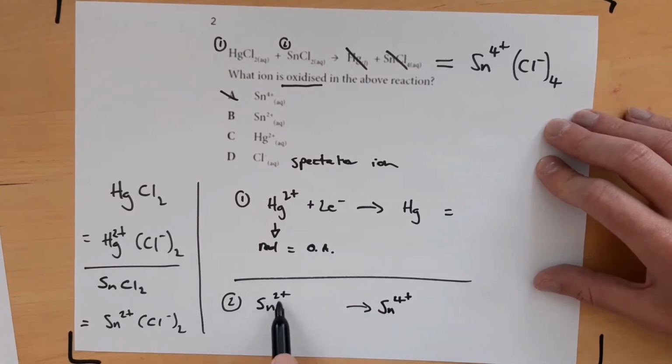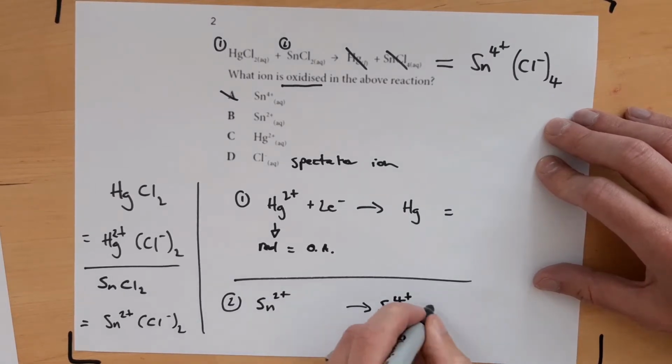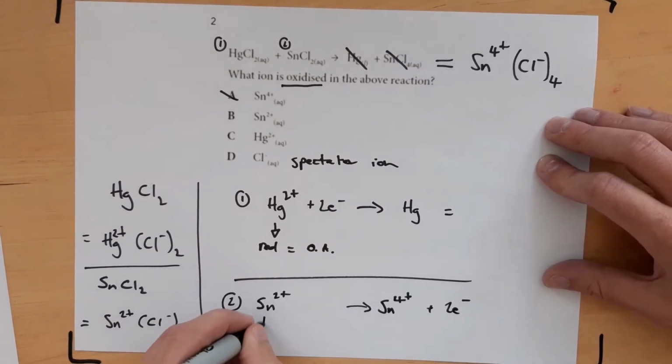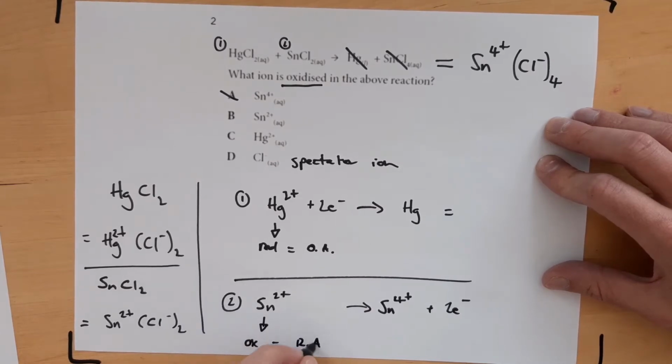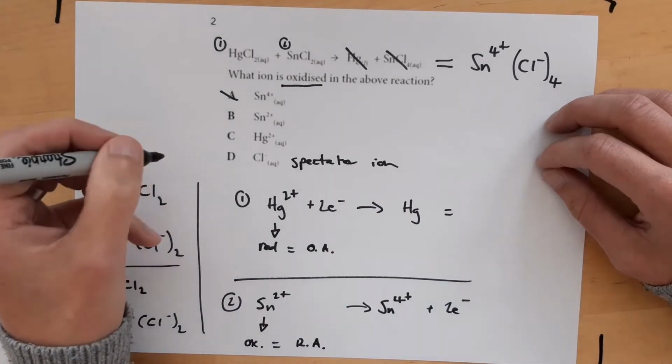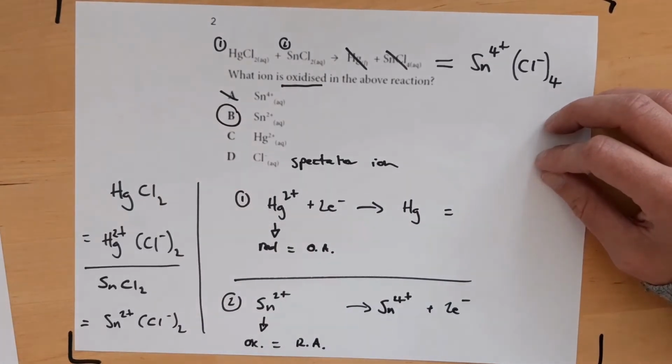Well, how's it done that? Well, to become more positive, you have to lose something negative, and it has lost 2 negative electrons. So we can therefore say that this here has been oxidized. It is therefore the reducing agent. So that is the answer for this one here. It would be B. Okay, moving on.